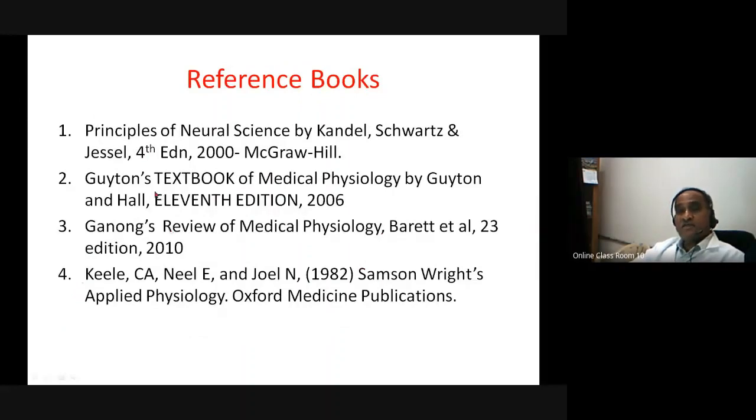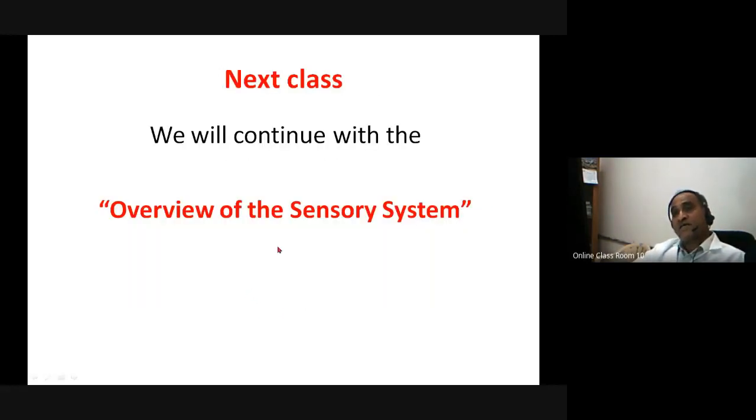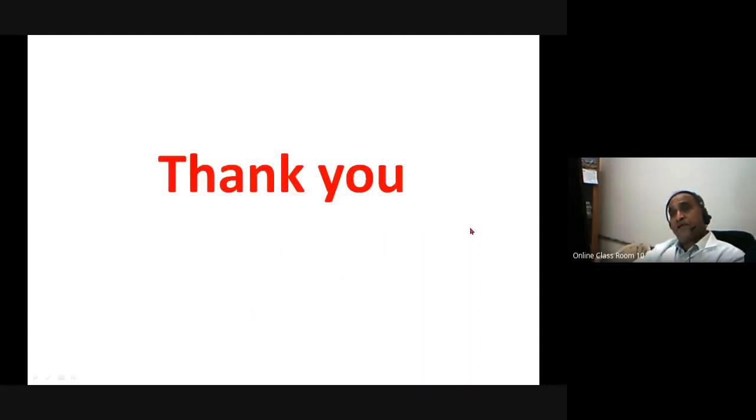The books, I have taken it mainly from Kandel's Neuroscience and some other books. Guyton and Ganong are not giving much. There will be a lot of information coming from Samson Wright. These are the books I have referred. Again, I would impress upon you that you will not find them properly in the textbooks, because I have compiled it, and it would be very beneficial to you. In the next class, I will overview the sensory system. Okay, thank you.